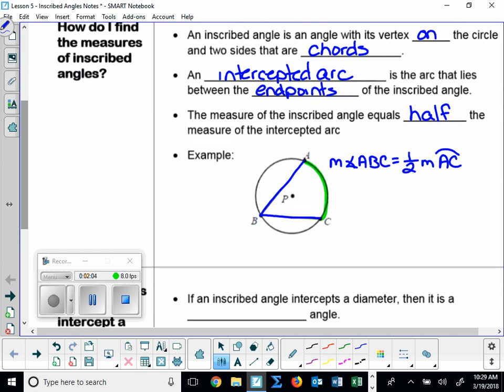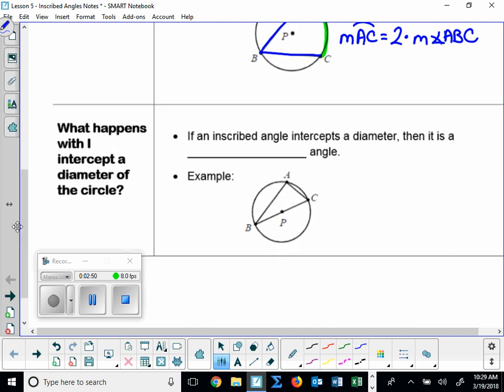Okay, it does work backwards. If I know the measure of arc AC is, let's say, 80 degrees, then the measure of angle ABC is half of 80, or 40 degrees. I can go the other way, though. If I know the measure of angle ABC is 30 degrees, for example, I can double that to get the measure of arc AC. So the measure of arc AC is 2 times the measure of angle ABC. Forwards and backwards on that formula. If you don't do forwards and backwards easily, memorize them separately.